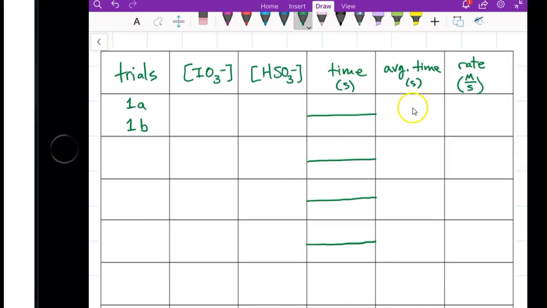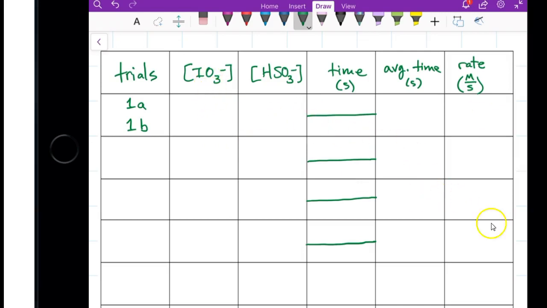Okay, and then average time, of course, is going to be one number because it's an average, and then you're going to get your rate based on the average time. Okay, and the concentration of bisulfite. Okay, so let's talk about how to figure out your concentrations, and then I'll do the first one with you, and you can do the rest on your own.